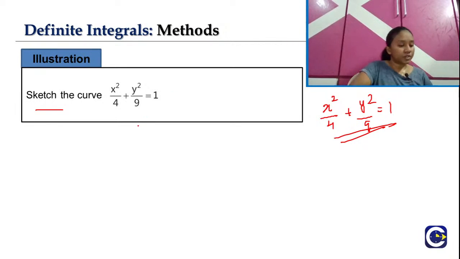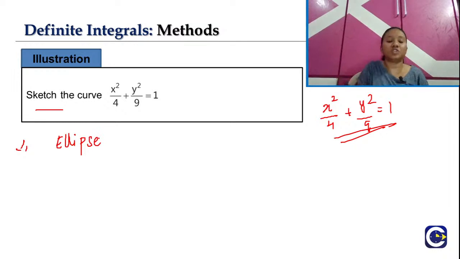Come on guys, did anyone get it? Did anyone plot the graph? I'll just check the comments. Okay, ellipse, exactly. So this is the ellipse. So we can say the first step is nothing but that the curve which is given is an ellipse. So this is the information we can get.